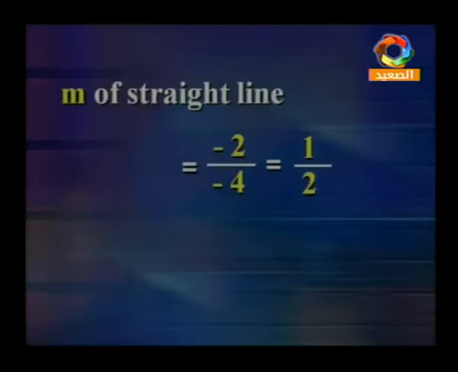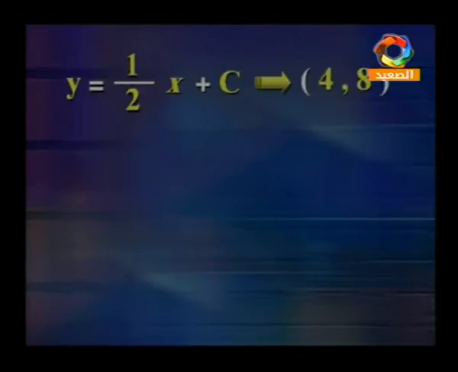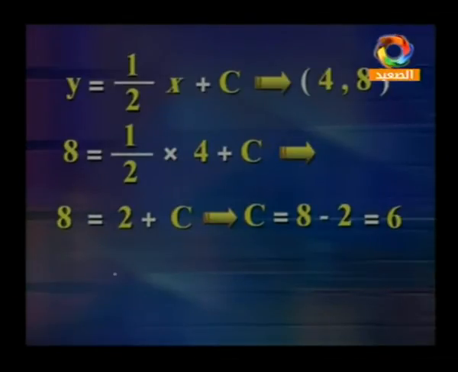And this means that as y equals mx plus c, we can say that y equals half x plus c. By substituting the point (4, 8) in this equation, we are going to find that 8 equals half multiplied by 4 plus c. Now you find that 8 equals 2 plus c. To find the value of c, c will be 8 minus 2 equals 6. Then we can find the equation of straight line as y equals half x plus 6.